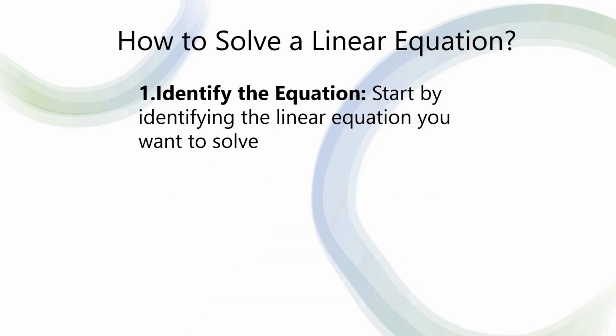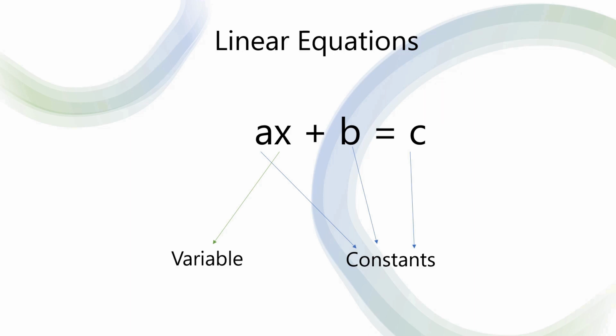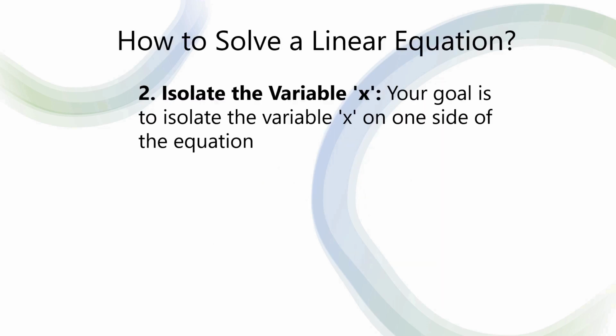1. Identify the equation. Start by identifying the linear equation you want to solve. It typically has the form ax + b = c, where a, b, and c are constants and x is the variable you want to solve for. 2. Isolate the variable x. Your goal is to isolate the variable x on one side of the equation.